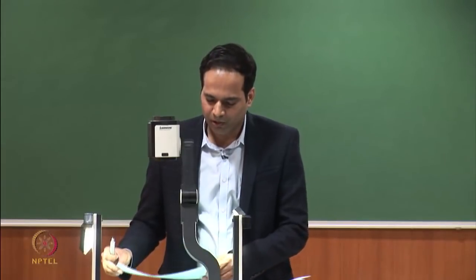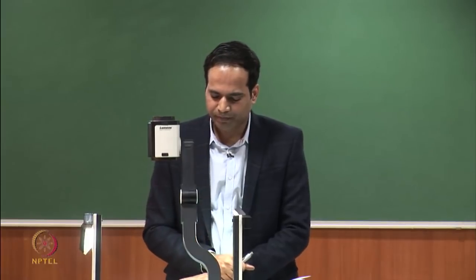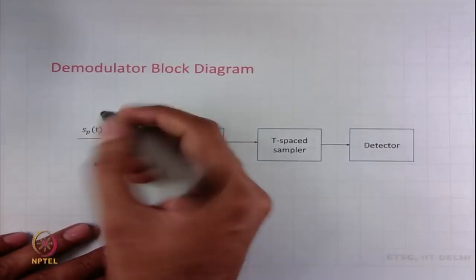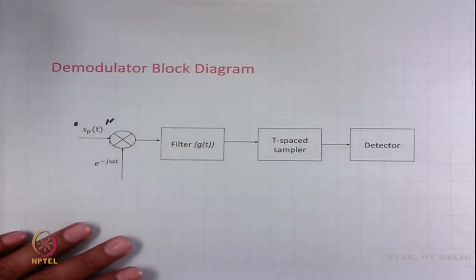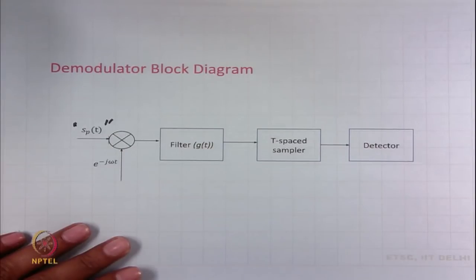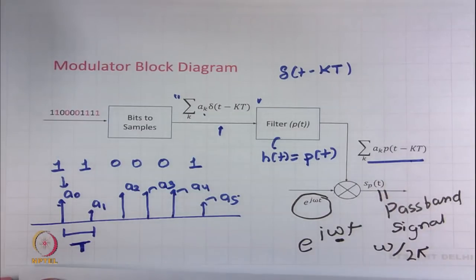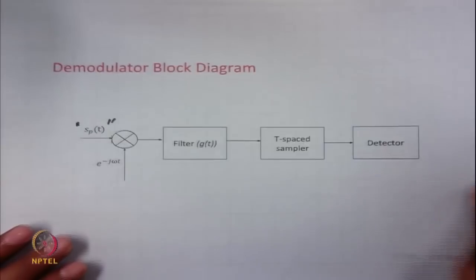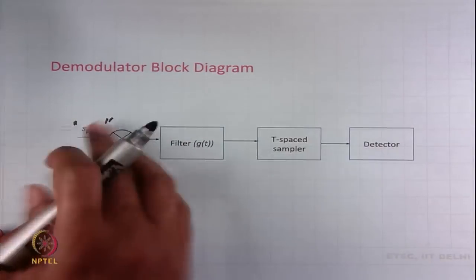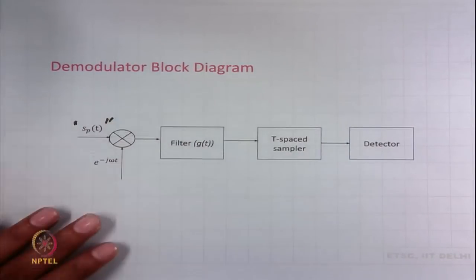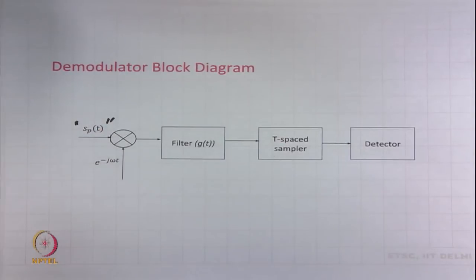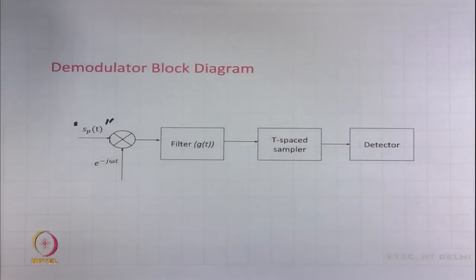Let us look at the demodulator. So, now we have this passband waveform s_p(t). Here I am showing that I have the same passband waveform which was available at the output of the modulator, but in reality the channel will corrupt this. At this point I am assuming that I have the same passband waveform available at the input of the demodulator that was available at the output of the modulator.